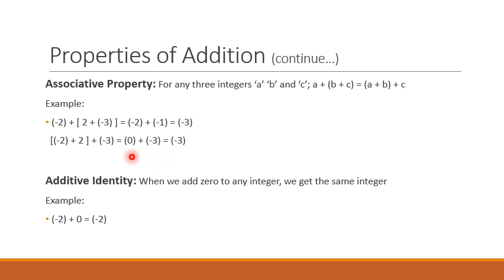Now let's move to the fourth and the last property of addition. This is known as additive identity. This property says when we add 0 to any integer, we get the same integer as the answer. So let's see, minus 2 plus 0 will give me minus 2 only. So the integer remains unchanged by adding 0 to it. That's why we say 0 is the additive identity of integers.